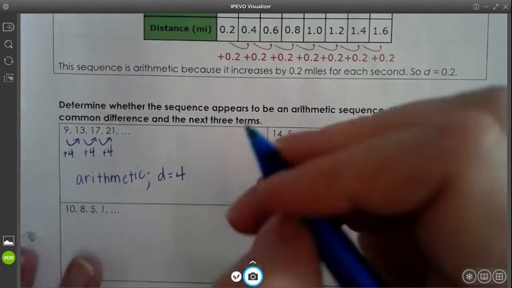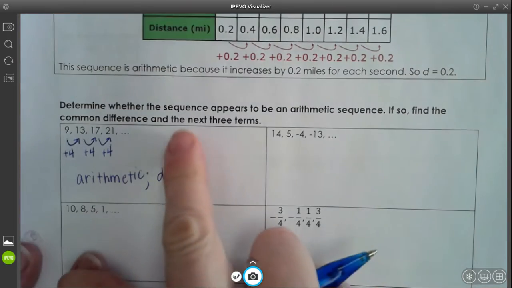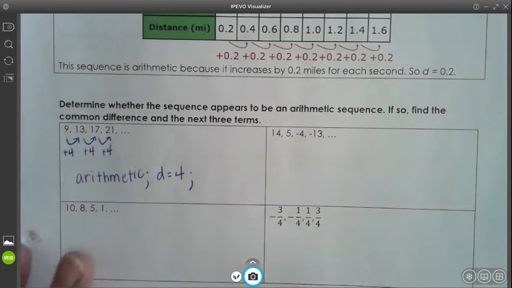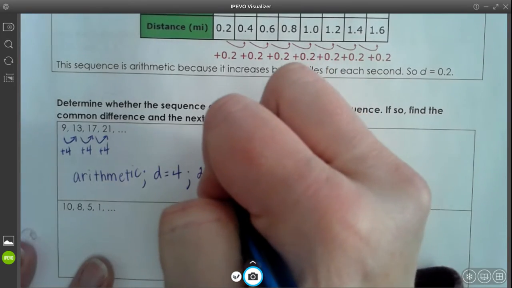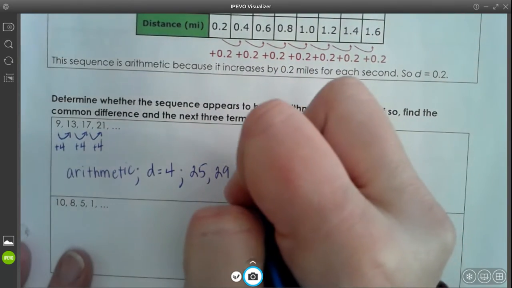Now we're also looking for the next three terms. If I were to add 4 to 21, I would get 25. Add 4 again, I get 29. Add 4 again, I get 33.